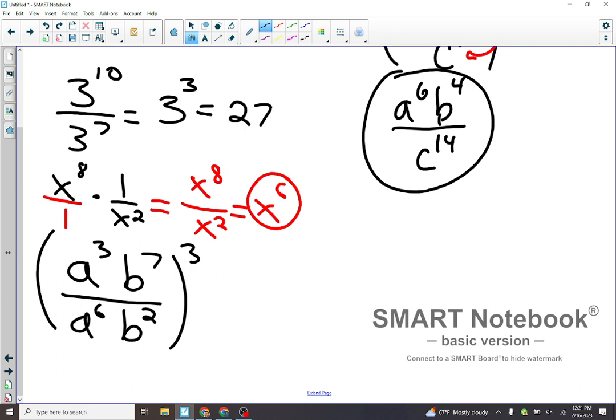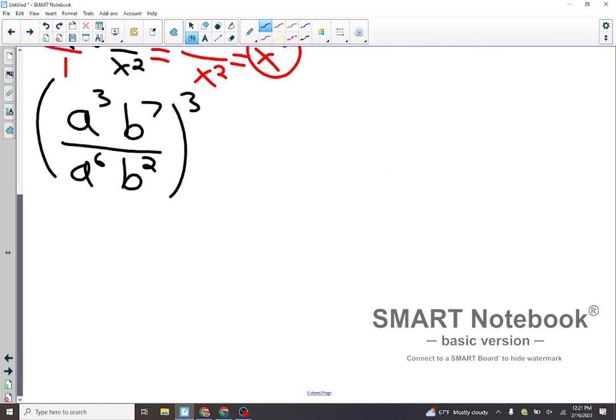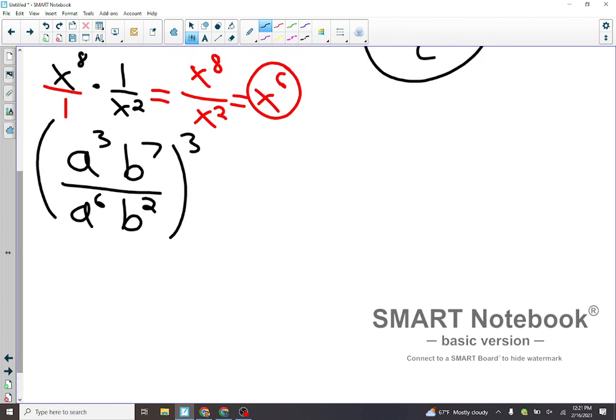There are 2 ways to do this. Please pay attention. You could distribute first, then subtract after, or you could subtract first and then distribute after. I'm going to show you both.